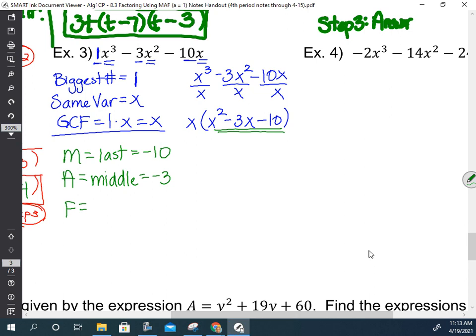So we need two numbers that multiply to negative 10 and add to negative 3. So I'm thinking negative 5 and positive 2. If anybody agrees with me, let me know. But I think negative 5 and 2 are going to work.